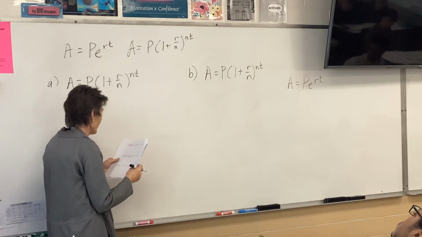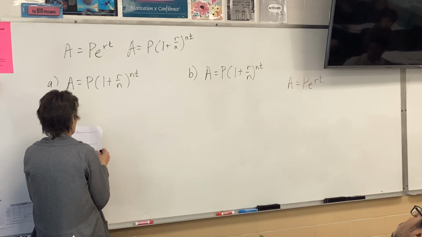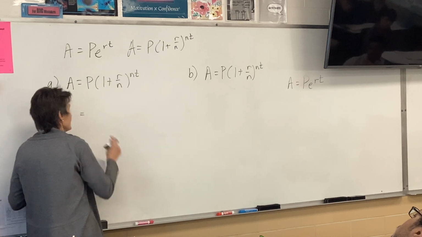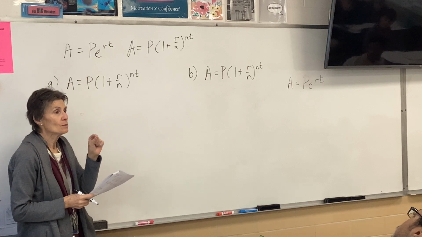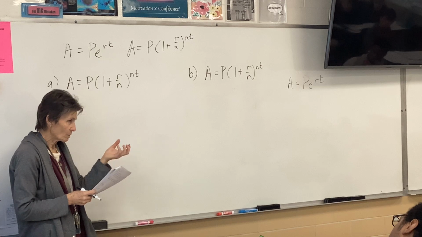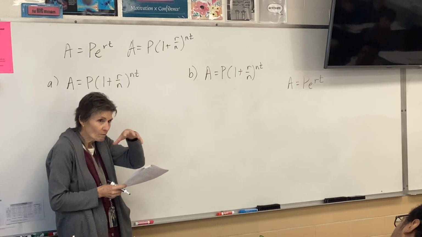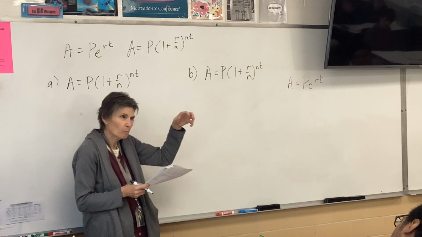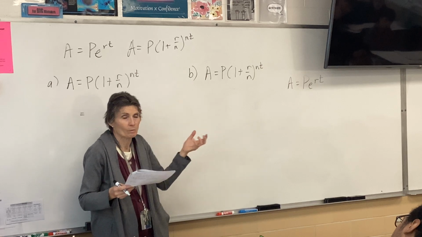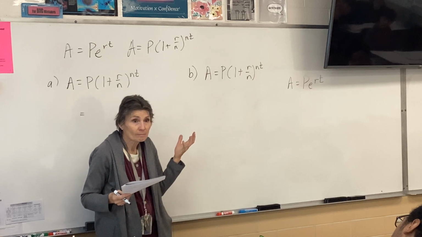A. What interest rate is required to double an investment in 11 years if the interest is compounded monthly? Now, there is no specific amount of money that you are starting with. Would you agree with that? Yes. All we know is whatever we started with, we're going to end up with double it. So, pick a number. What do you want to start with? 8,000.